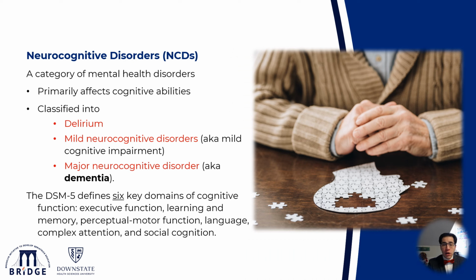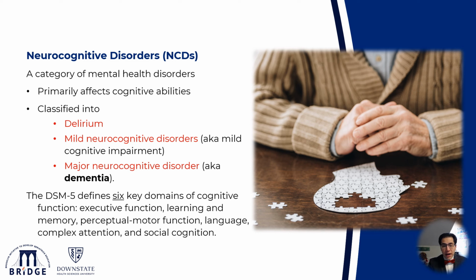So now in our current classifications, neurocognitive disorders is basically a category of mental health disorders primarily affecting cognition, and they are classified into three main chapters. One is delirium, two is the mild neurocognitive disorders, also known as MCI or mild cognitive impairment, and then the major neurocognitive disorders, what we used to call dementia.